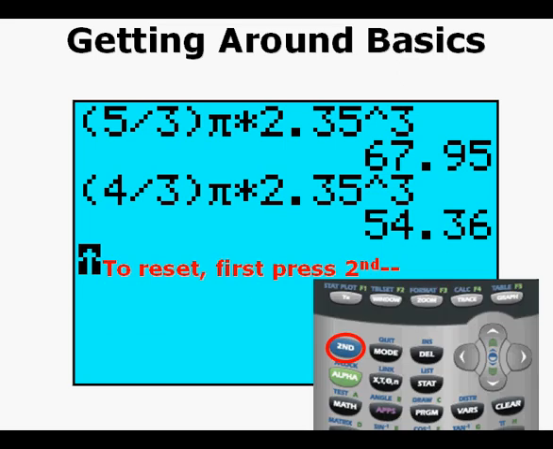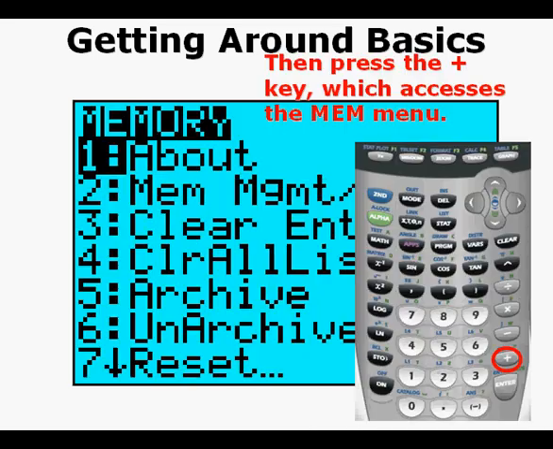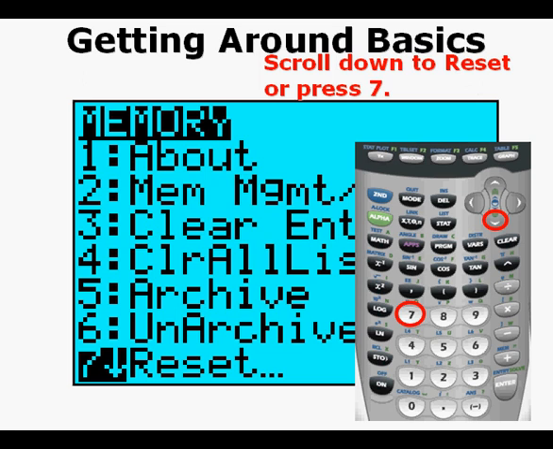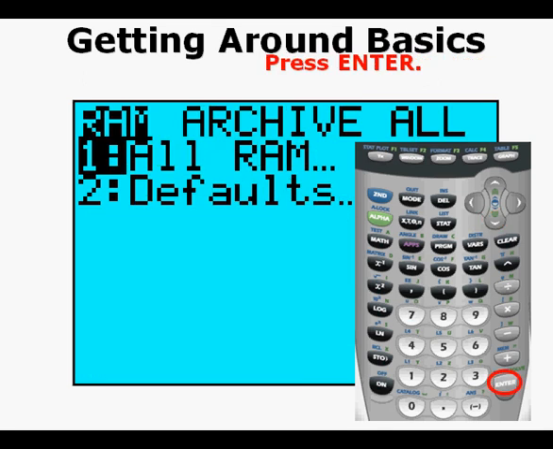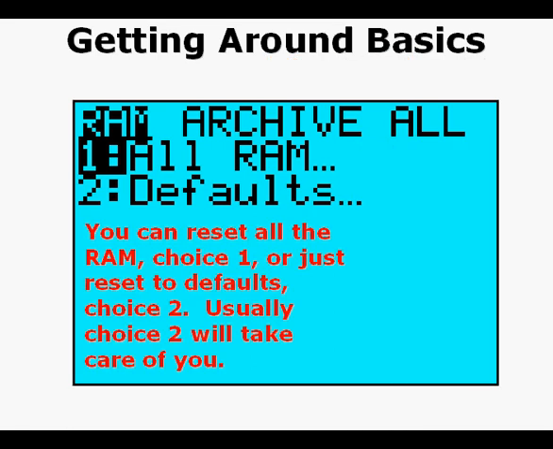To reset your calculator, first press the second, then the plus sign key, which accesses the MEM or memory menu. Scroll down to 7, or just press 7, press enter. You can reset all the RAM, choice 1 or just choice 2. Usually choice 2, resetting defaults, will take care of you.